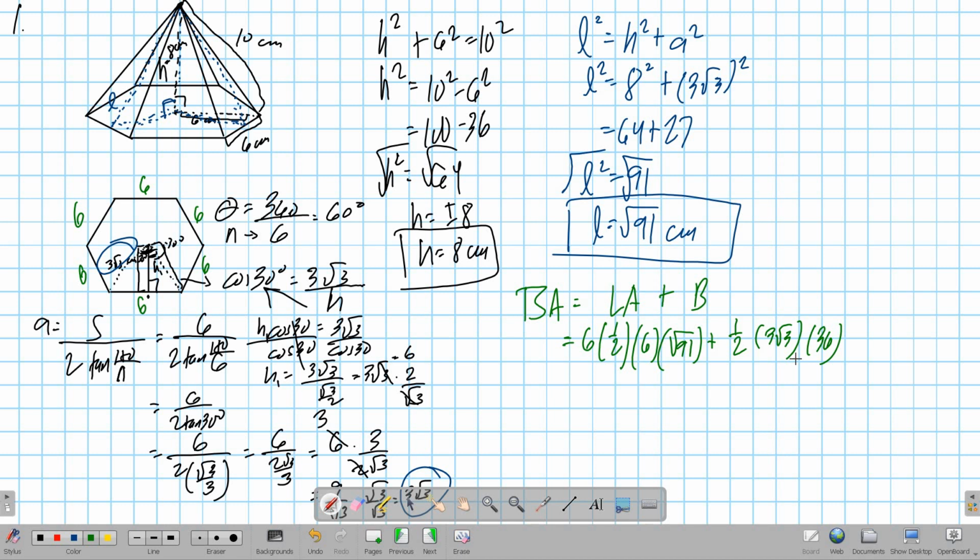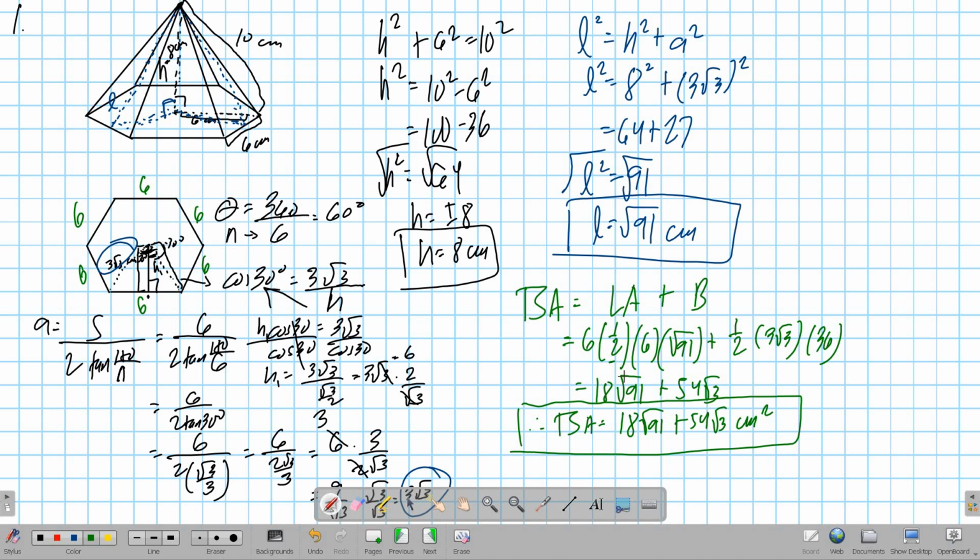Now let's simplify things. So 6 times 1/2 times 6 times square root of 91 will give us 18 square root of 91. The other one, that's 1/2 times 3 square root of 3 times 36 gives us 54 square root of 3. Therefore, our total surface area is actually equal to 18 square root of 91 plus 54 square root of 3 square centimeters. Again, the 1/2 is from the area of a triangle. This is the base 6, and the height of the triangular face is the slant height, times 6 because there are 6 triangular lateral faces. The area of the base is the area of a regular polygon. That's 1/2 times the perimeter times the apothem.